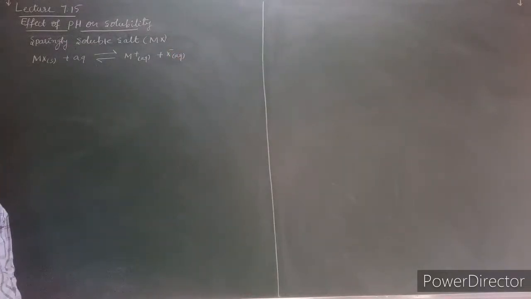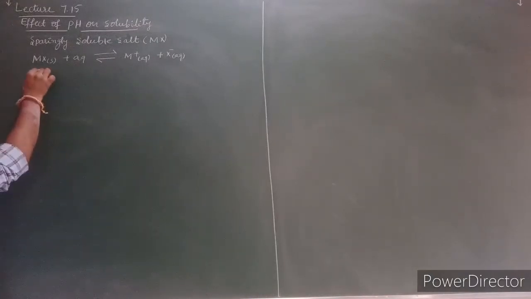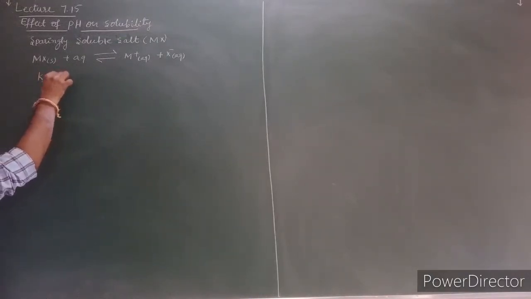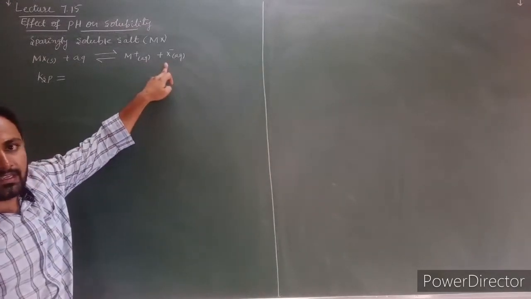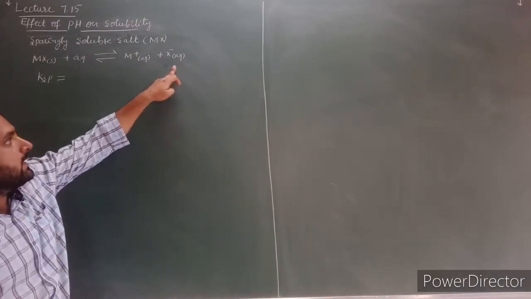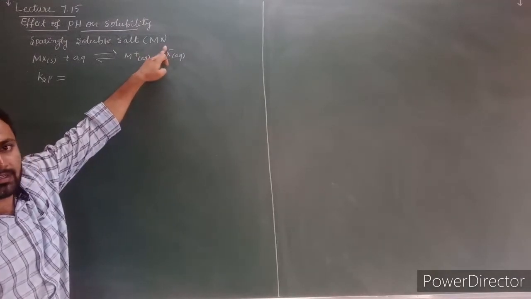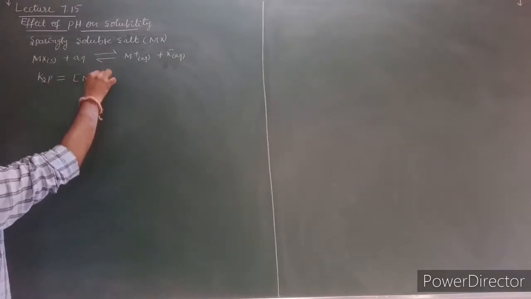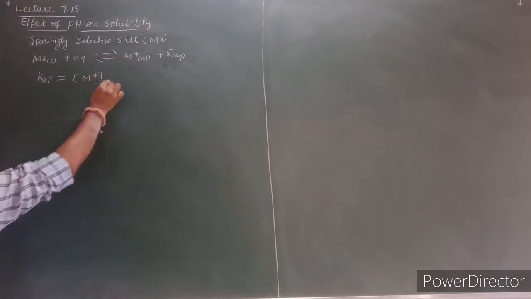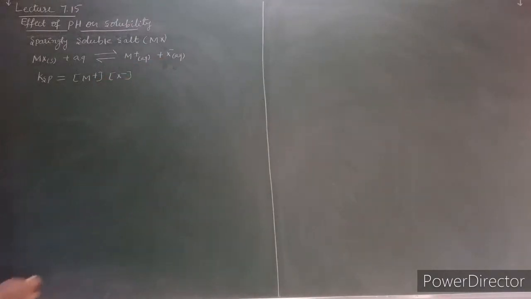Now let us write Ksp mathematical expression for this equation. Ksp is equal to the product of molar concentration of ions present in saturated solution. In saturated solution, M plus and X minus ions are present. So molar concentration of M plus ion and its stoichiometric coefficient is 1 into molar concentration of X minus ion. Its stoichiometric coefficient is 1. Next, let us consider weak acid.